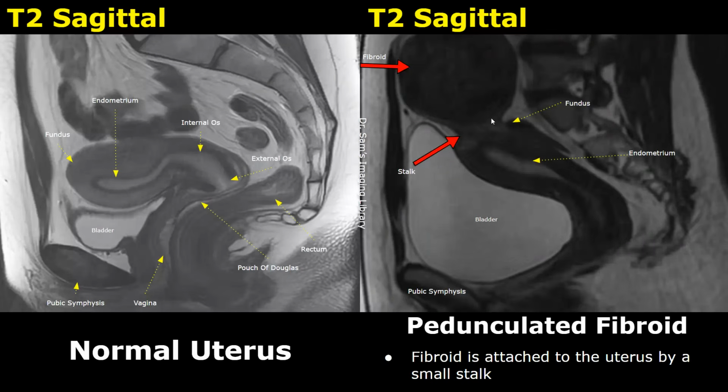A pedunculated fibroid is connected to the uterus by a stalk. You can see a small stalk which attaches the fibroid with the uterus. These are pedunculated fibroids.